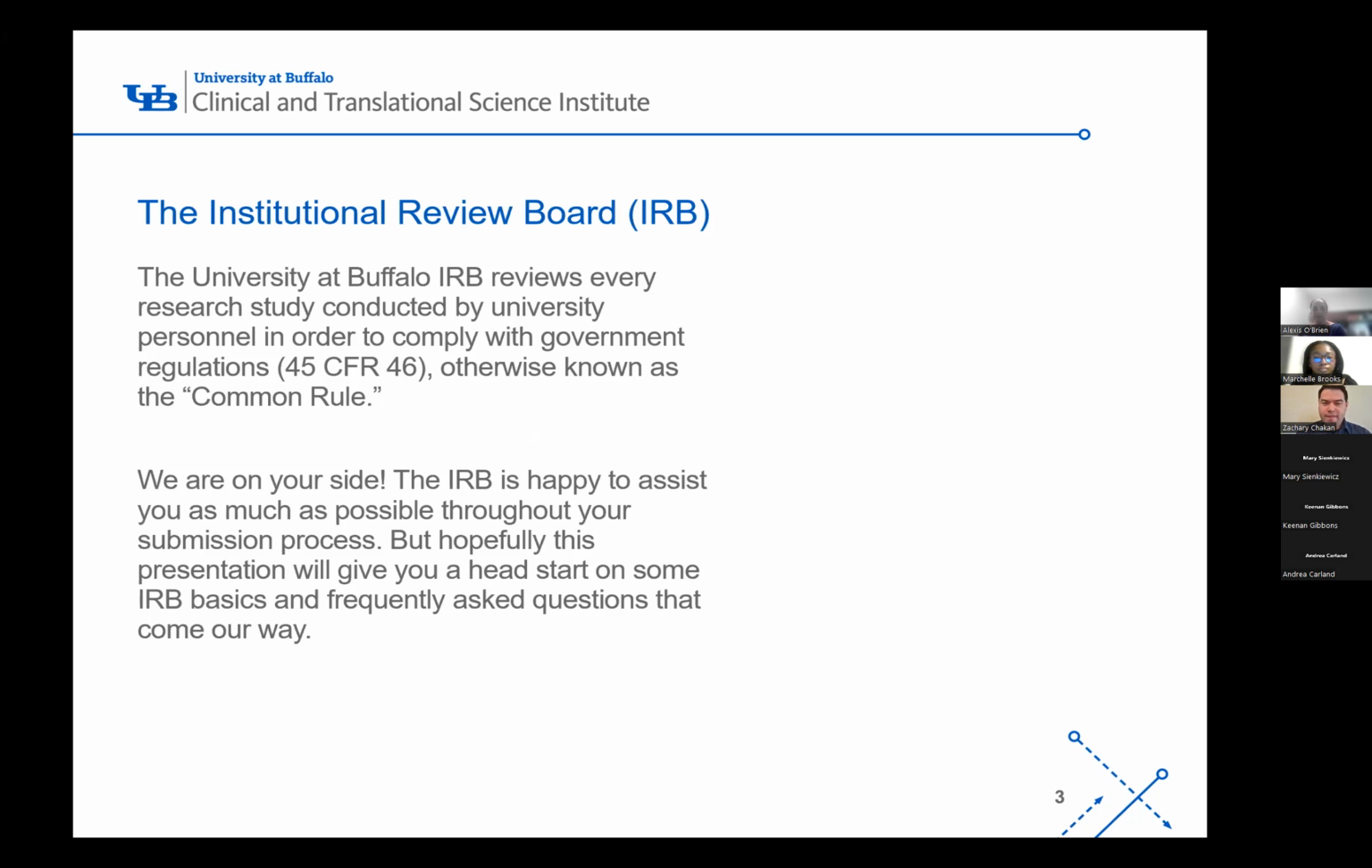So what is the IRB, the Institutional Review Board? We review every single research study that is conducted by university personnel in order to comply with the good old government regulations. The 45 CFR 46 is sort of the regulation number for that, but it's now known as the Common Rule. Everyone knows a little bit about the Belmont Report and a lot of sort of why regulations were put into place from years and years ago, from hearing about the Tuskegee experiments and the Zimbardo experiments and things of that nature, which is why IRBs were put into place.